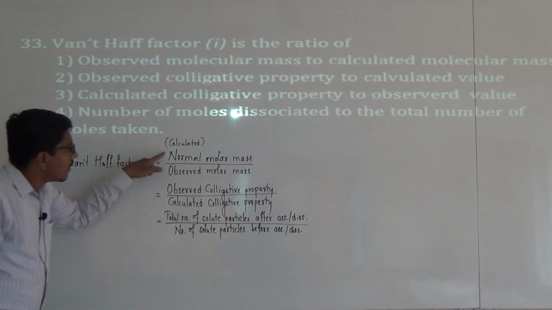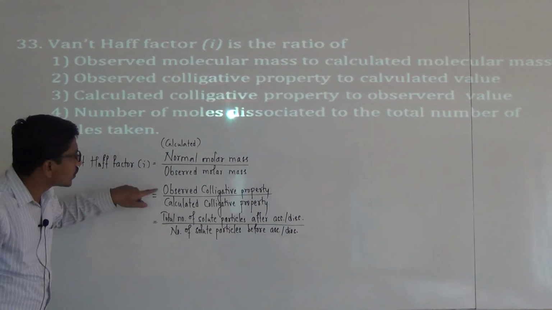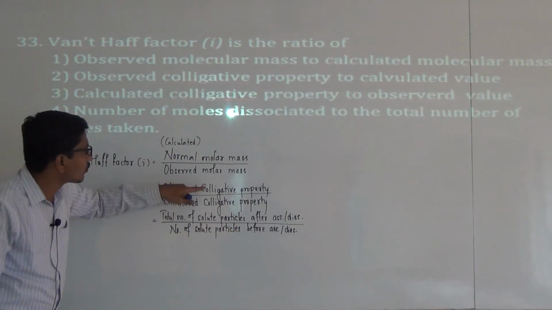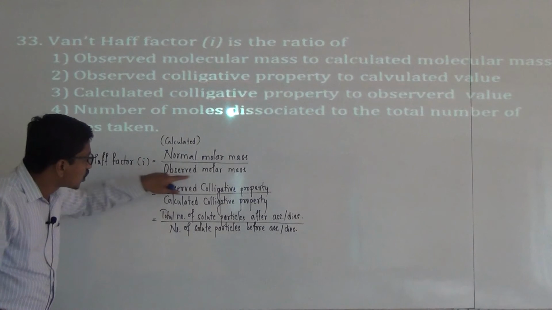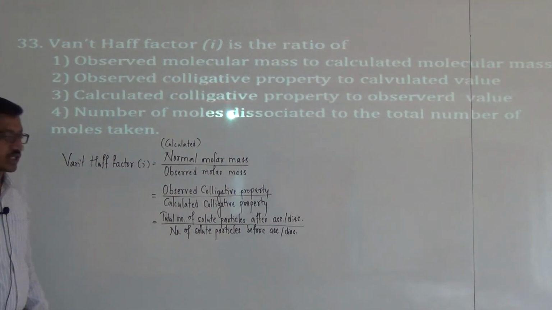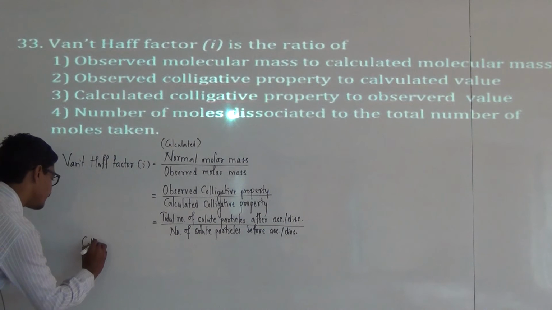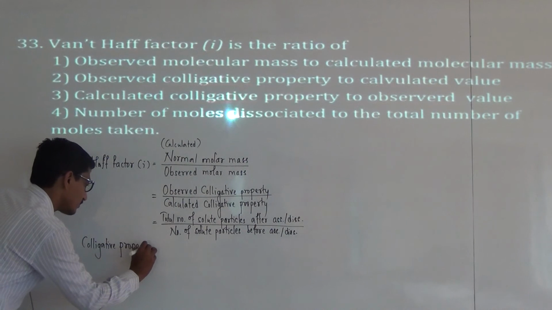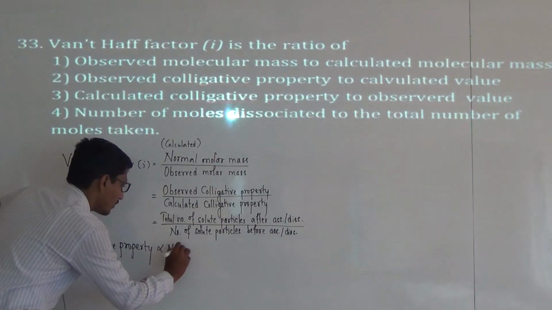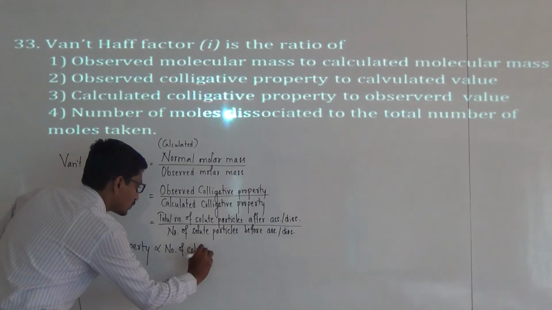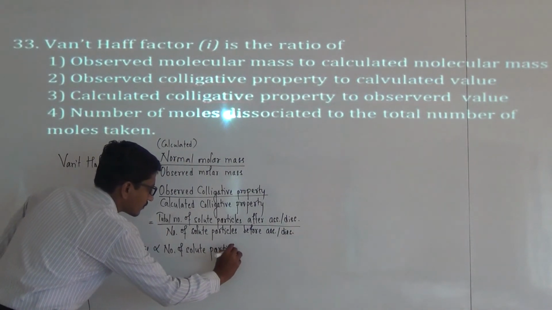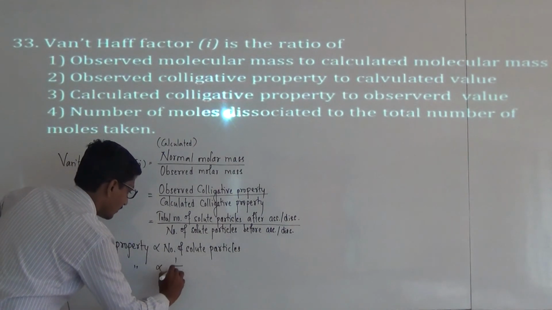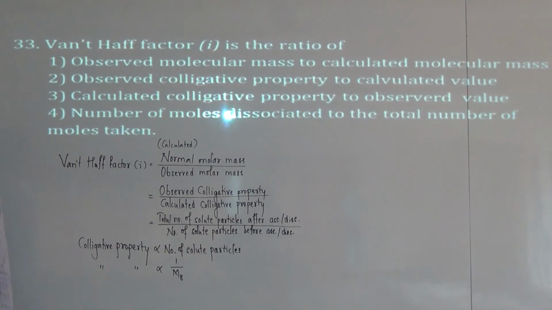In this, the molar mass is inversely proportional to colligative property, and in the second expression these are reversed. Observed colligative property and observed molar mass both are inversely proportional. That is, colligative property is directly proportional to number of solute particles and inversely proportional to MB, that is molar mass of solute.